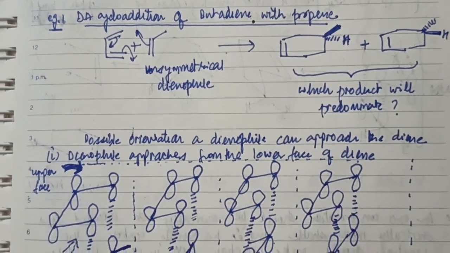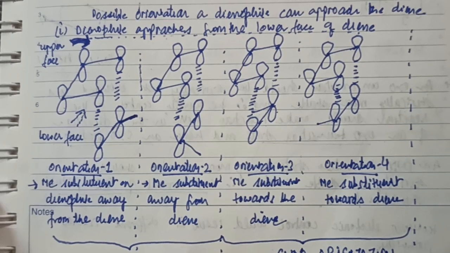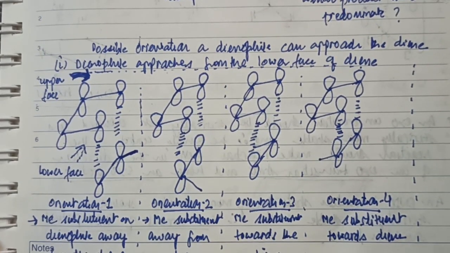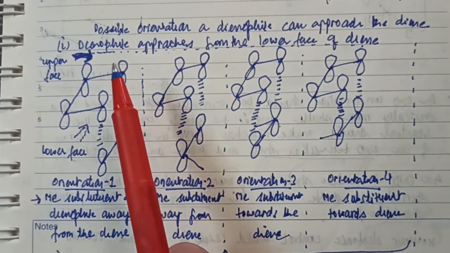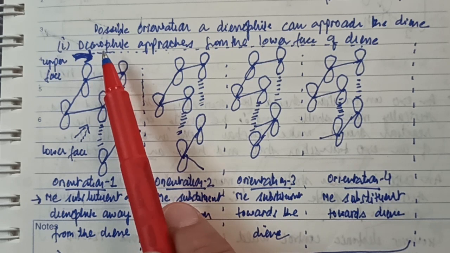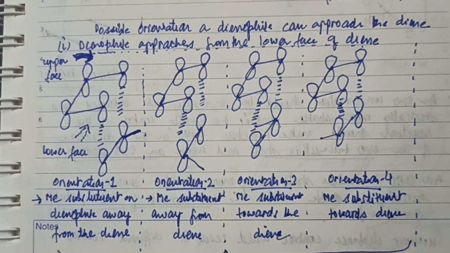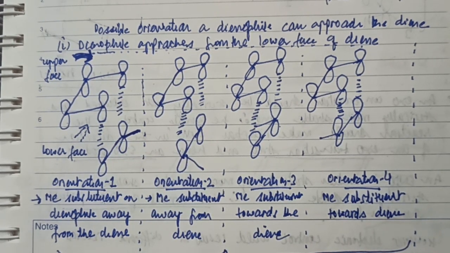Now let's try to understand the possible orientations in which a diene and dienophile can approach each other. Once they add on to one another, there is normally a cycloaddition, an overlap between the terminal lobes of the diene and the terminal lobes of the dienophile. That means the dienophile can either approach the diene from the lower face or from its upper face. There are two faces the diene presents to the incoming dienophile, either the lower face or the upper face.